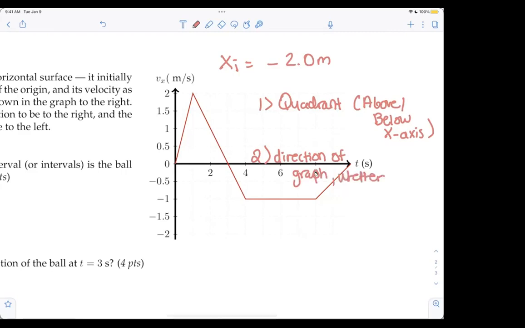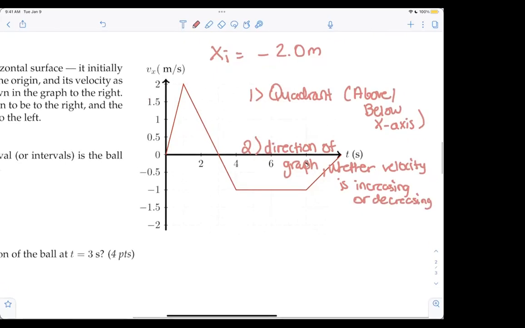Whether velocity is increasing or decreasing. So if we were to apply these two principles, we applied it for the first section from 0 to 2 seconds, or 0 to 1 second. What quadrant is it in? It's in the first quadrant. Therefore, it's moving in the positive x direction, to the right.